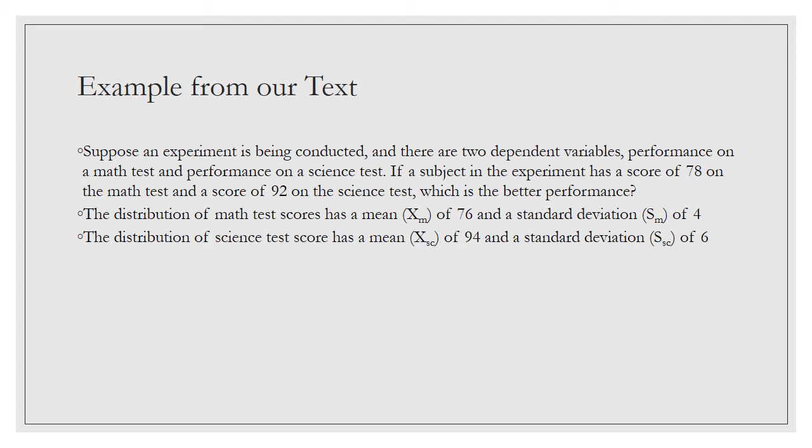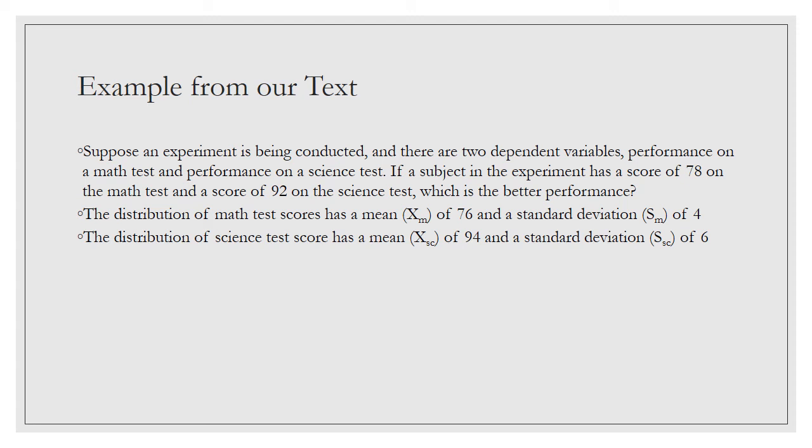Well, our intuitions just kind of go to, well, 92 is higher, so that should be better. But that is not necessarily the case. We need to understand the distribution of scores. So the distribution of math test scores has a mean, an average score, of 76 and a standard deviation of 4. The distribution of our science test has a mean of 94 and a standard deviation of 6.